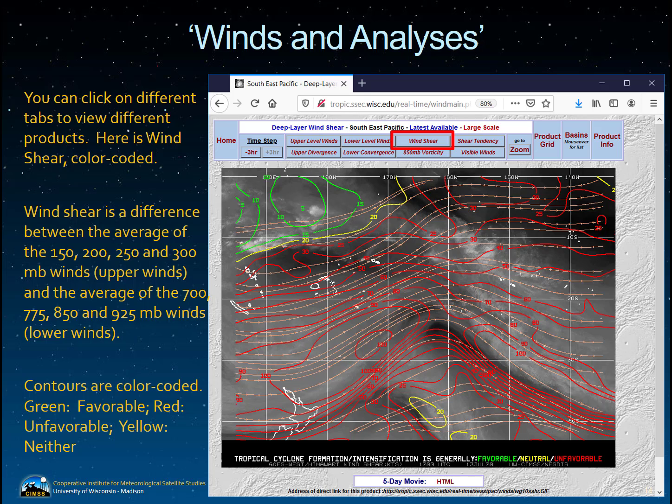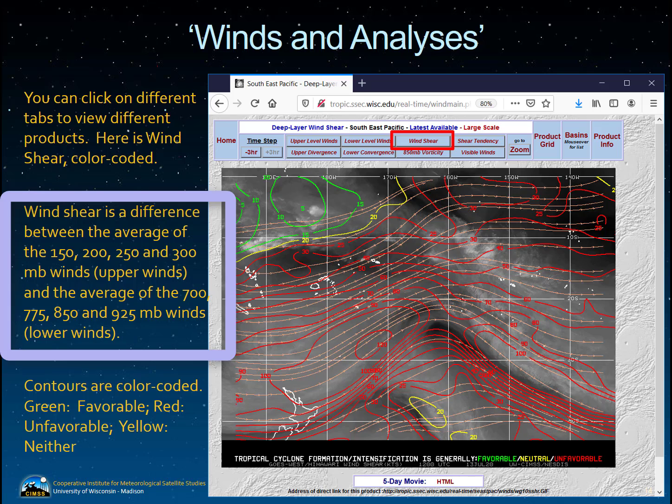This is a screen capture from the middle of winter in the southern hemisphere, so the wind shear is pretty unfavorable to tropical cyclogenesis over most of the domain. That's what those red contours mean. There are regions nearer to the equator in the northwest where the wind shear is fairly small.